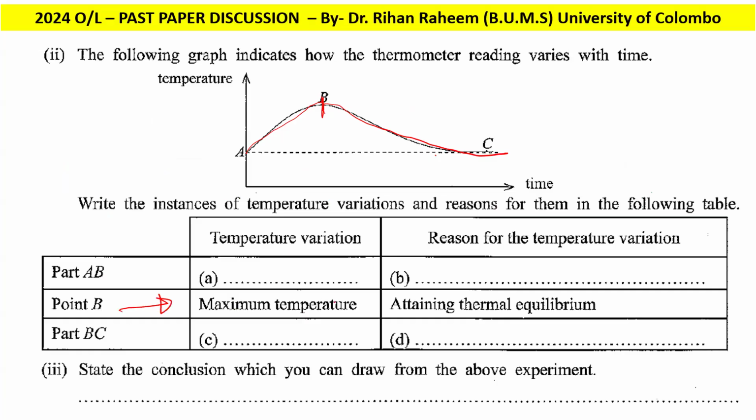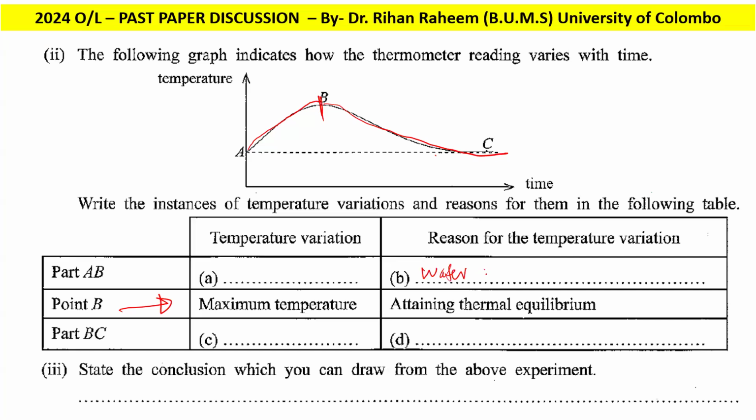At part B, maximum temperature. Attain the thermal equilibrium. If they had given some words for us to fill also, it's okay. Okay. Here you can say the water absorbs heat. Reason for the temperature variation.